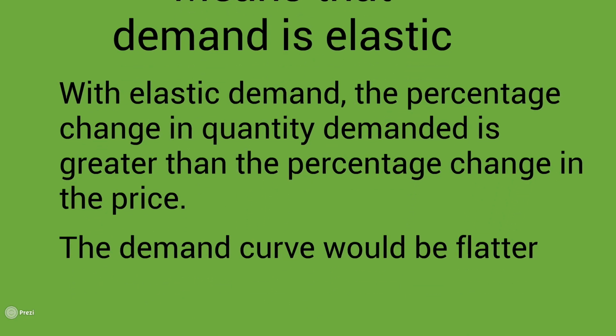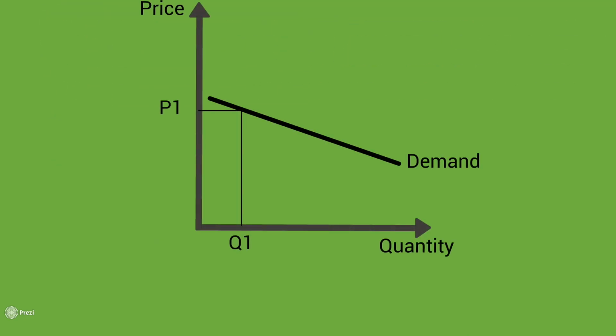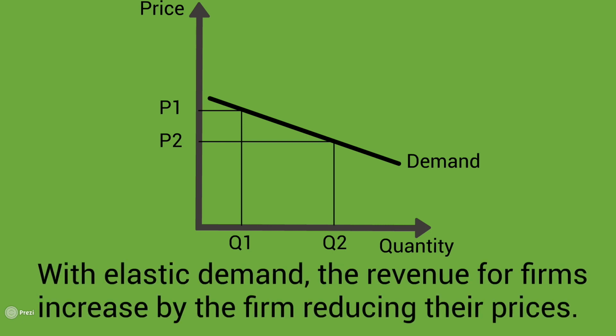Here we have an elastic demand curve. Suppose that the price in the market is initially P1. This will lead to a quantity consumed of Q1. Then the price in this market falls from P1 to P2. This causes a greater quantity to be consumed in the market, Q2 rather than Q1. With elastic demand, firms can increase their revenue by reducing their prices.